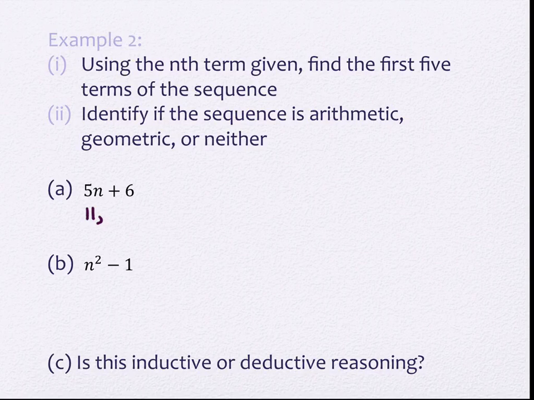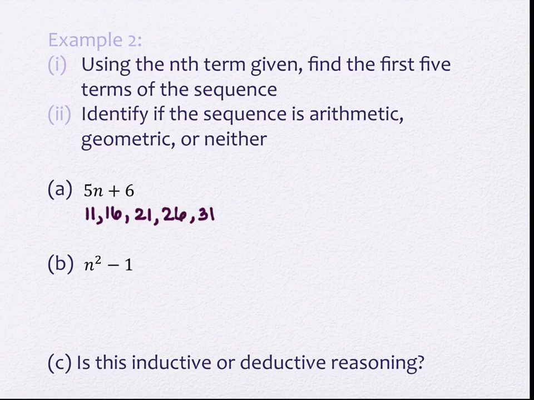What's the second term? Plug in n equal to 2. 16. What's the third term? N equal to 3. 21. Fourth term? Do you see a pattern in what you're doing that will allow you to just write the next one down without plugging it in? Adding 5 each time. It's adding 5 each time. So the next one should be 31.